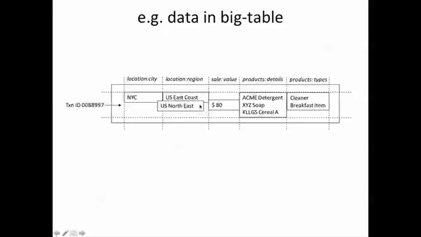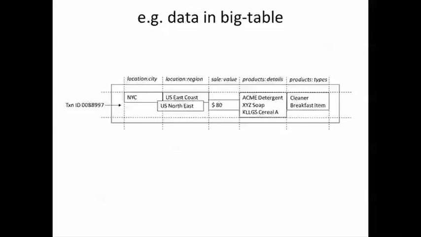Additionally, each of these different values for a particular row-column combination can be time-stamped, so that, for example, the location for this transaction might be the US East Coast today, but tomorrow one is free to change it by making it US Northeast.